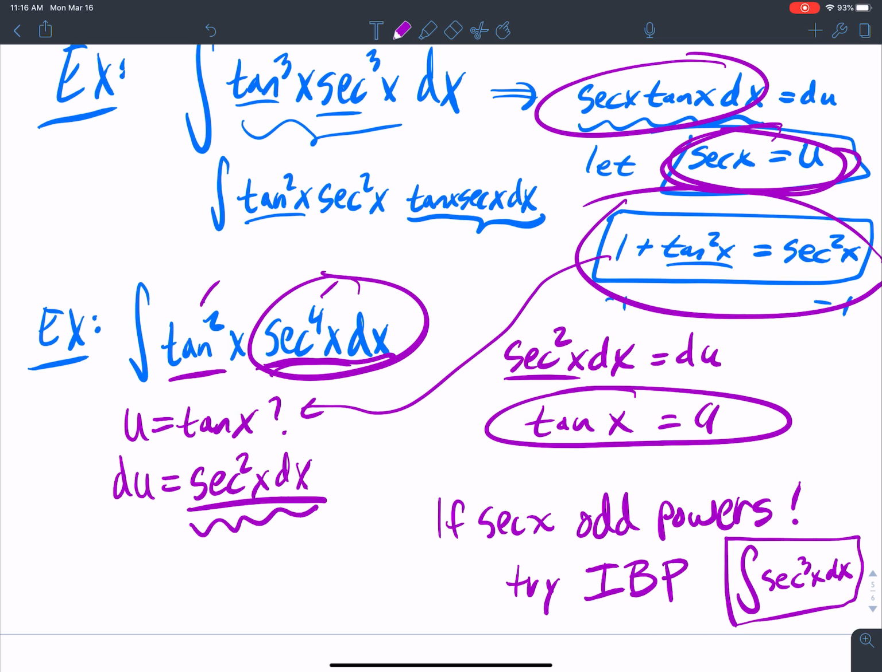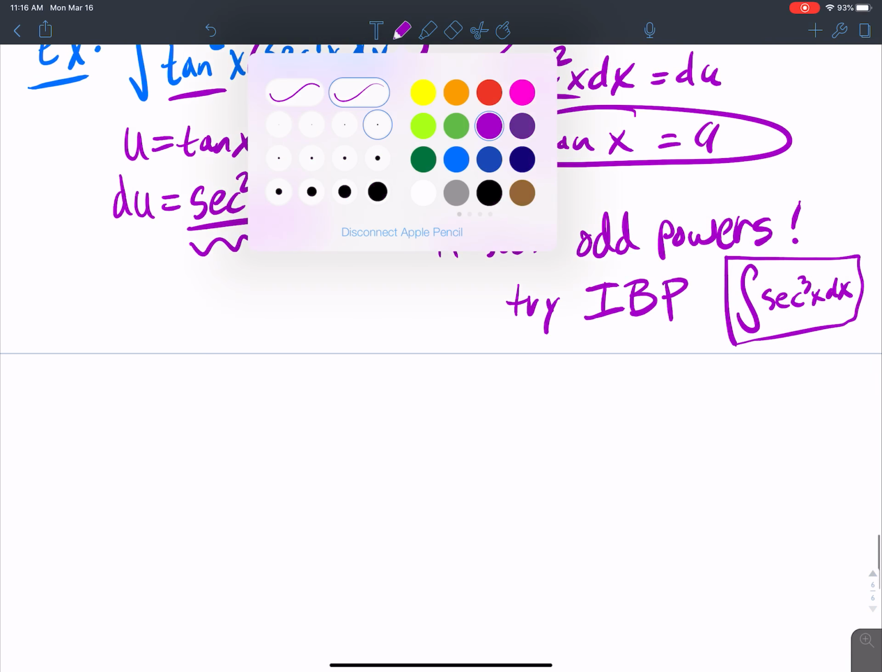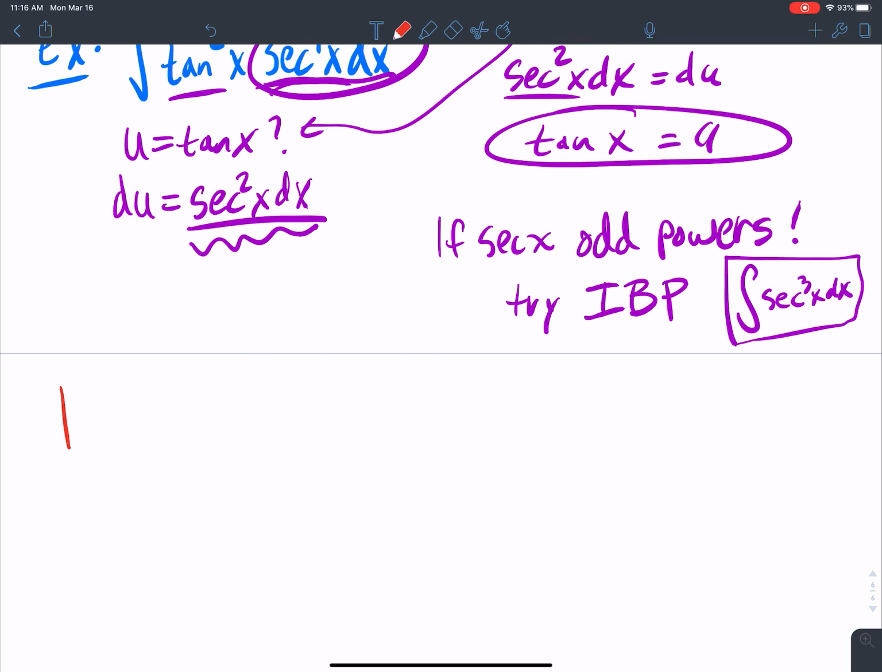Okay, now let's go to the third type. So we had integration by parts. We had U-sub for trig. The third technique is Trig-sub.